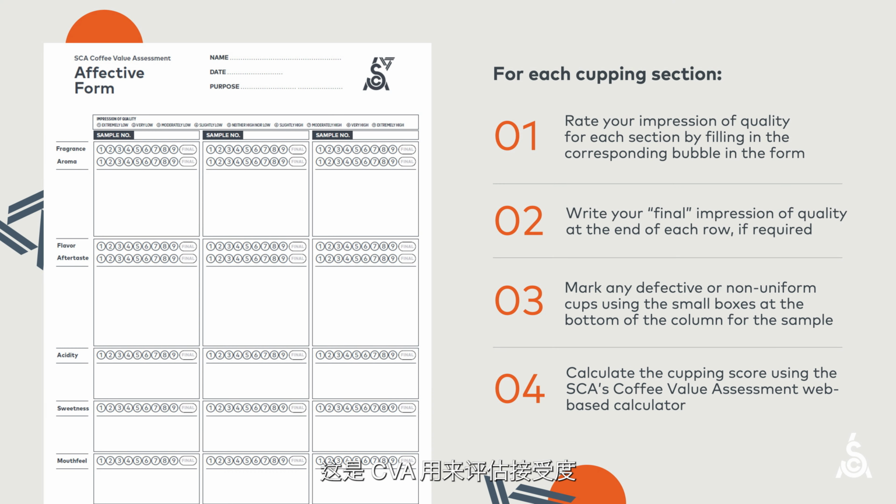Next, we reviewed the affective assessment, a method the CVA uses to assess acceptance, liking, or preference by asking you to rate your impression of quality for each category on a 9-point hedonic scale. This assessment also includes an overall impression of quality, defects, and uniformity.